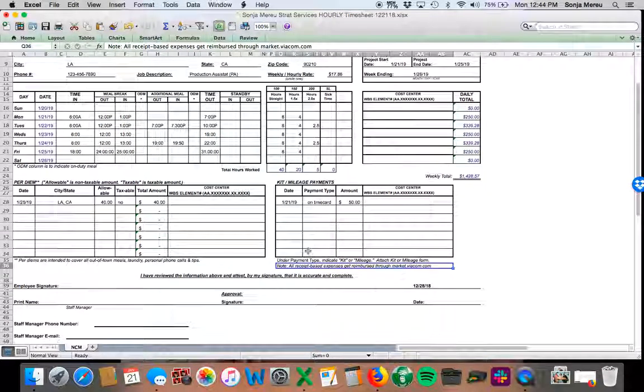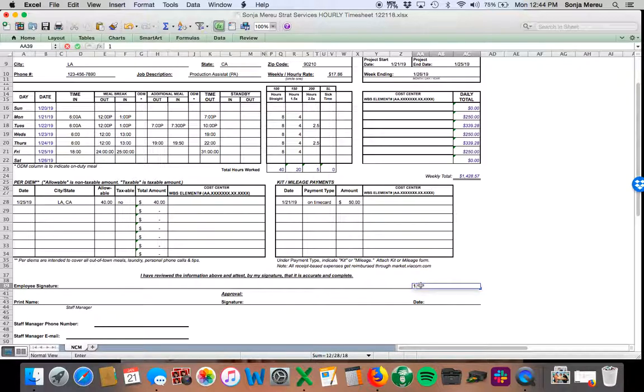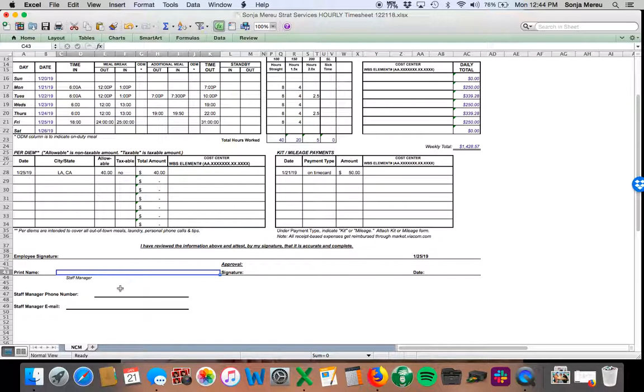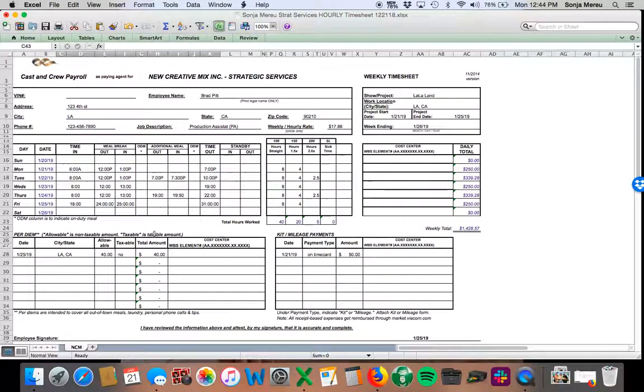And then the last thing is, I'm going to change the date to the correct date of the end of the week, 1/25/19. And then I'm going to PDF this and sign it, or print it and sign it. This down here is my staff manager. This is where they acknowledge that this is all correct and put their info in case there's any questions from the payroll company.